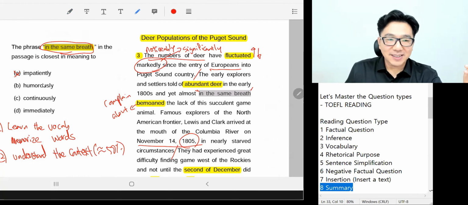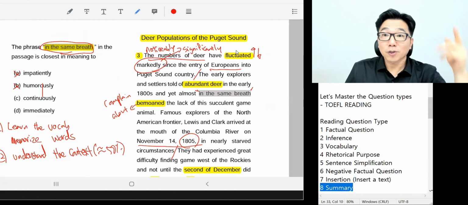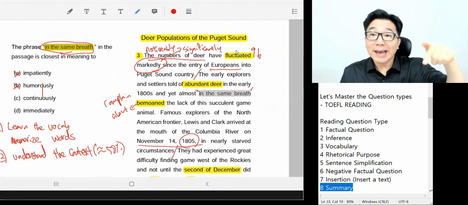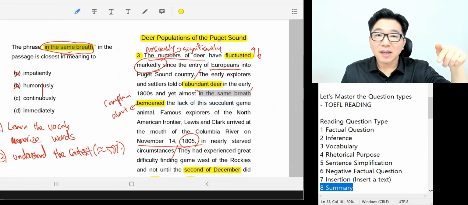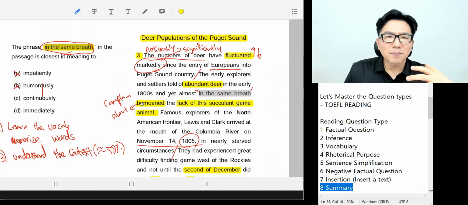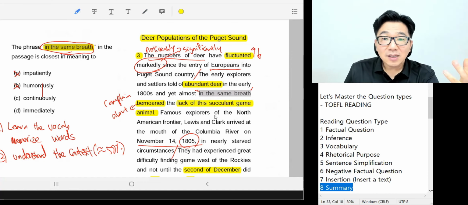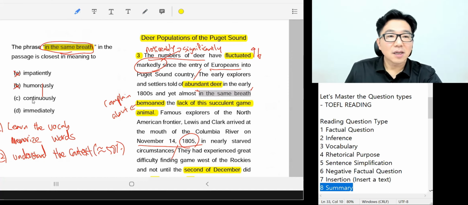Okay. Right? It's even worse than impatient. Okay. How can you humorously complain about the lack of succulent game animal when actually the number fluctuates? Actually, the numbers go up and down. So lots of deer, not enough deer. And what is so funny about that? And you complain humorously? It just doesn't make any sense. Continuously, yeah, good, wrong answer choice, right?